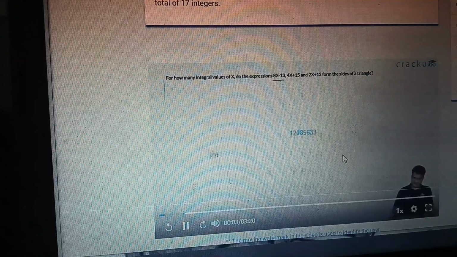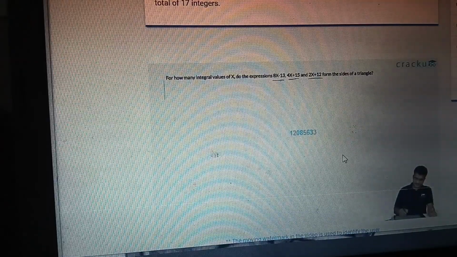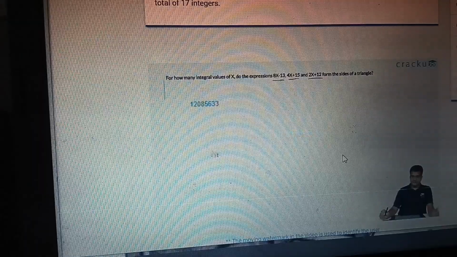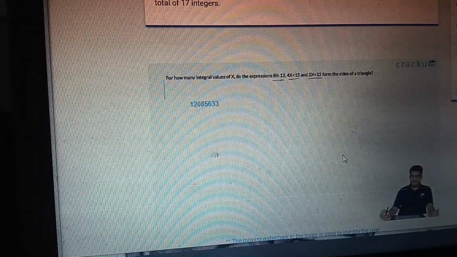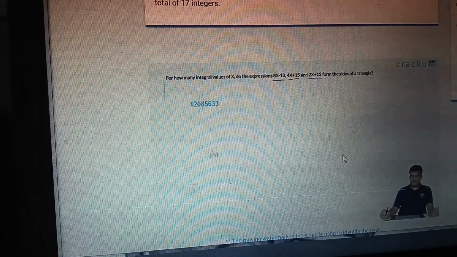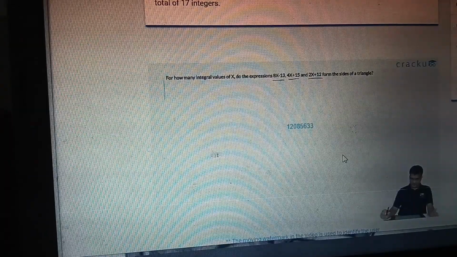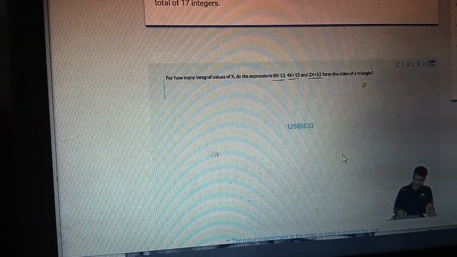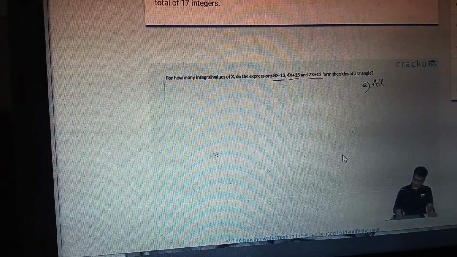Question: we are given three expressions in x. One of them is 8x minus 13, the second one is 4x plus 15, and the third one is 2x plus 12. And we are required to find the integral values of x for which the three of these form the sides of a triangle.